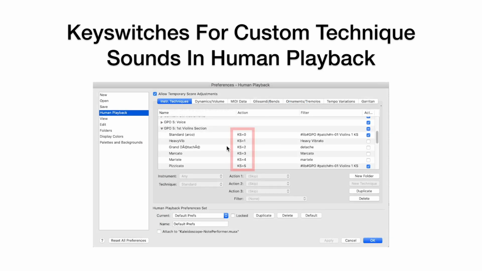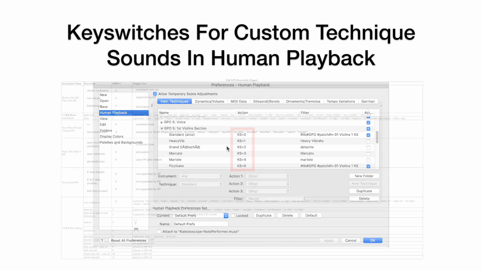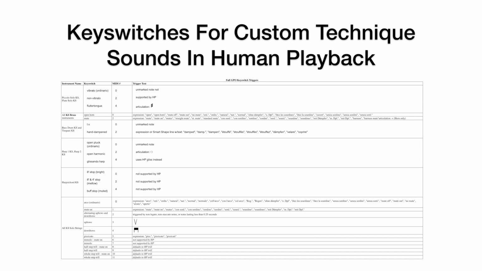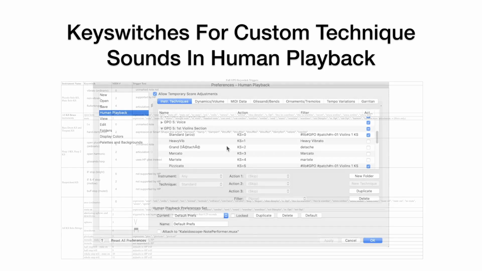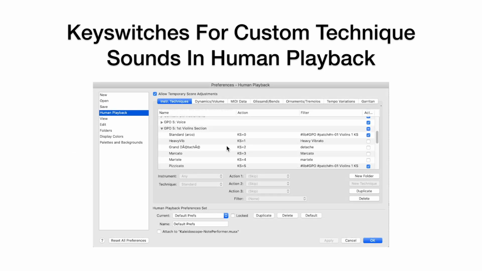Finale specifies its key switches in Human Playback Preferences in the Techniques tab, and also lists them on its website, but only by MIDI note number. In the Finale app itself, they're referred to as key switch number. Remember that key switch number equals MIDI note number.